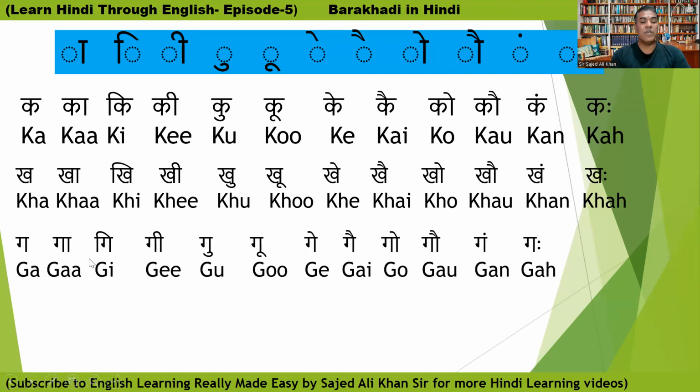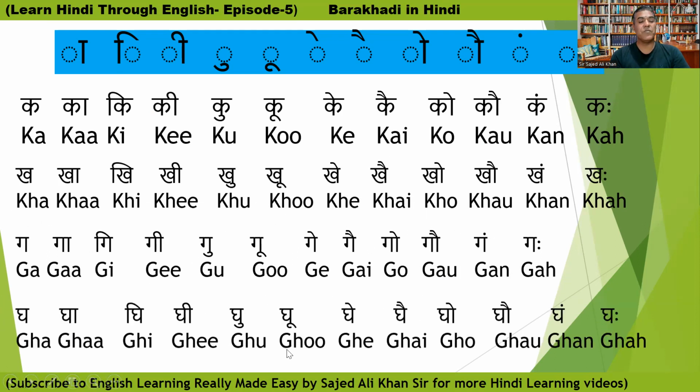Next is when we are applying the same matras to g. So g will have different sounds, like g. Then one matra will increase the sound further. Ga, gi, gi. Always remember this small e will give a little deeper sound and this big e will give the sound a long drag, like gi, gi, gu, gu, ge, gai, go, gam, gah.